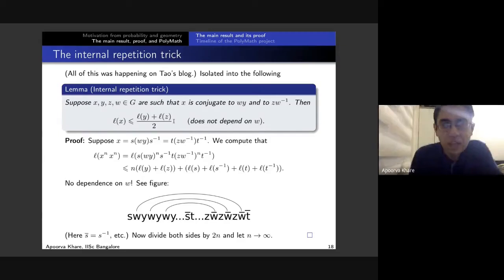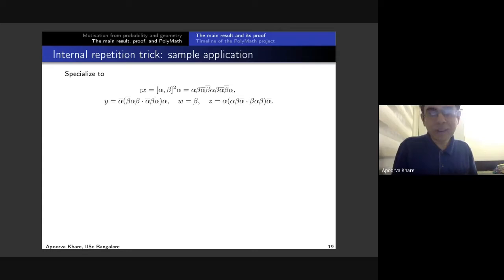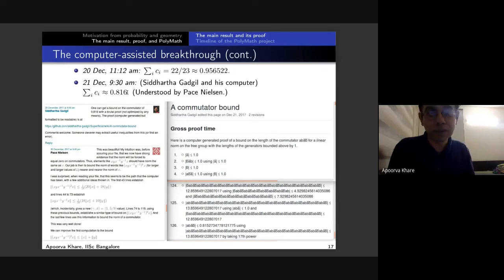Now, the power of this tool, I'm just going to show you one power of this. But this is really what one can distill out of that calculation. Okay, I'm going to show you a sample application of this. In this one slide, without using any other clever tricks, I'm just going to use my conjugation invariance and this internal repetition lemma. And I'm going to beat that bound that Siddharth obtained, 0.816, or his computer obtained, just on that one slide. I'm going to prove for you a bound of 0.727272, which is a huge improvement again over this one. So it's shaving off another tenth of a second, right?